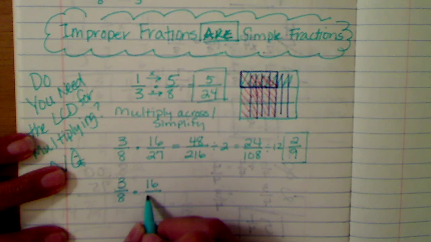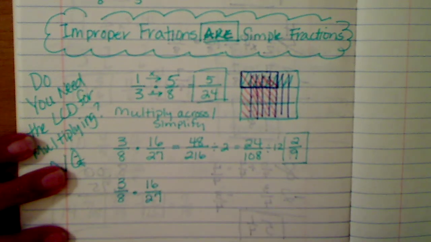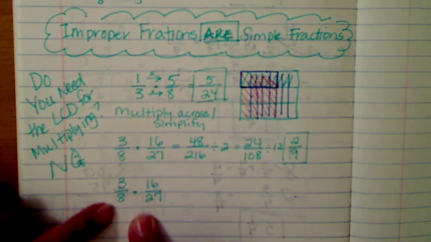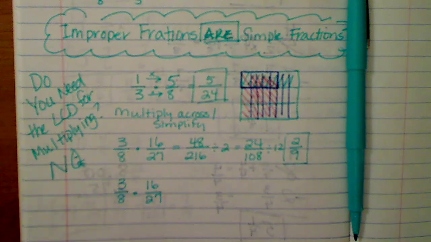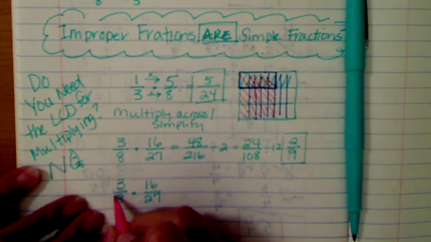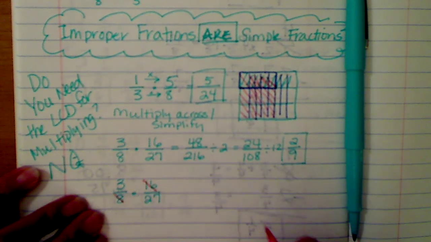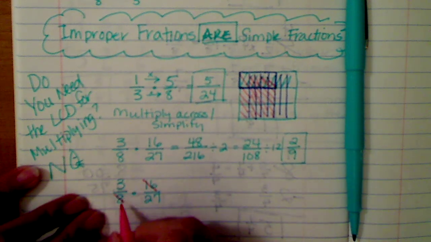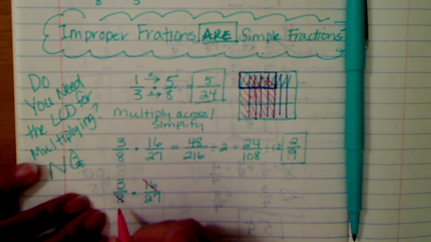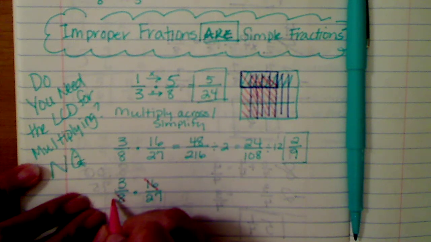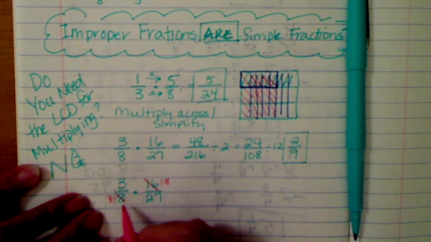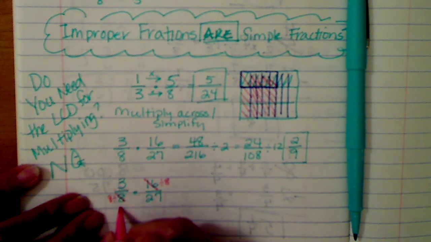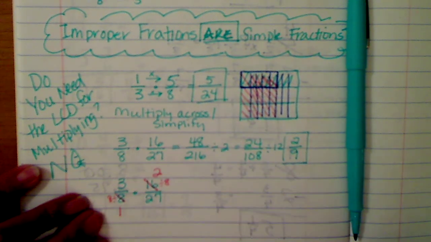So we're going to look at this problem again. If I look across from 8, I have 8 and 16. These have common factors. 8 is a factor of 16 and 8 is a factor of 8. So I can divide both of these numbers by 8. This is called cross factoring. This becomes 1 and this becomes 2.